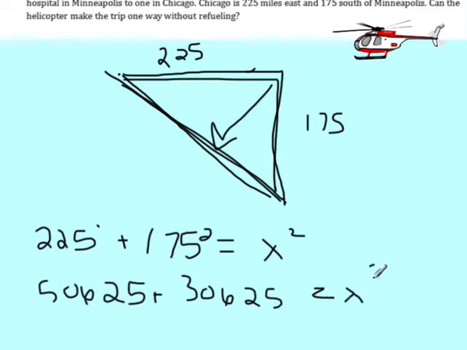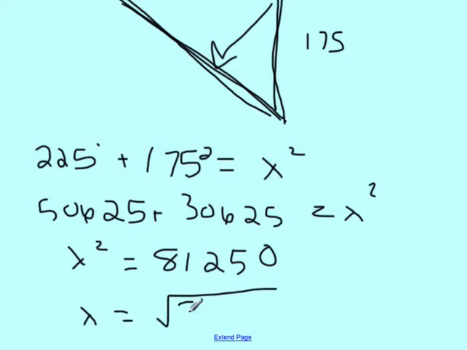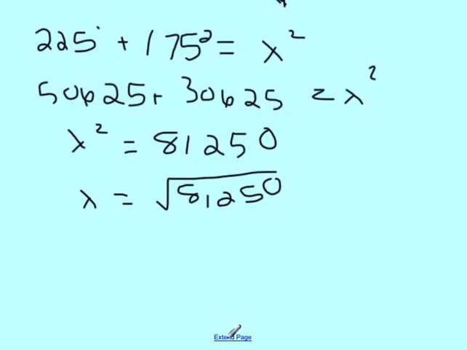When you add those together, x squared is equal to 81,250. So to solve for x, we need to take the square root. I'm going to take the square root of both sides, and I end up getting the square root of 81,250. Now, let's go ahead and simplify that radical. Well, I see that it ends in a 50, so I know that it's divisible by 50. So I could take out a 50, and I get 50 and 1,625. Now, 50 I can divide down to 25 and 2, and 25 breaks down to 5 and 5.